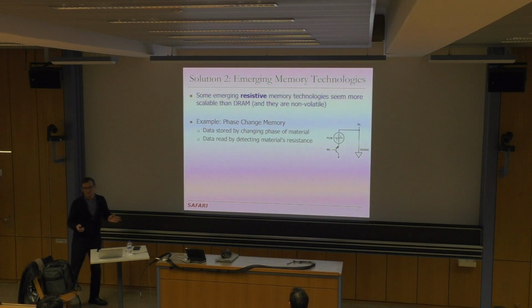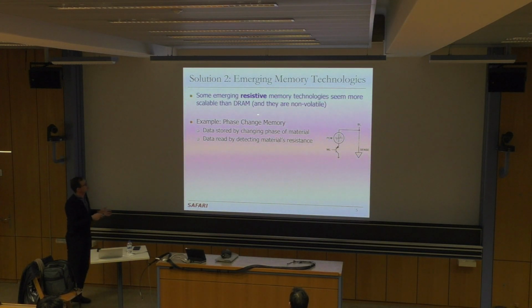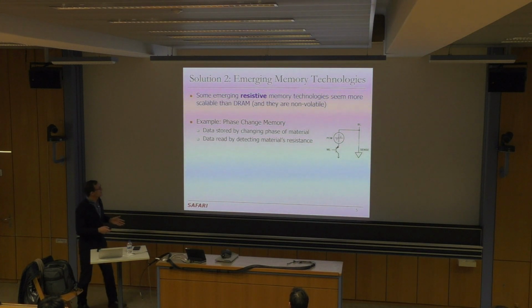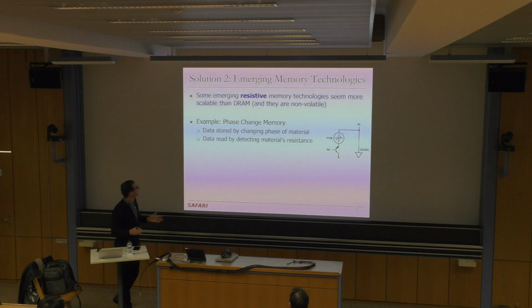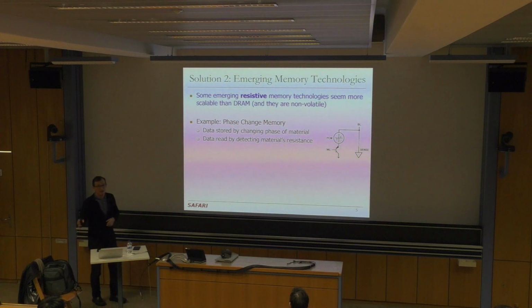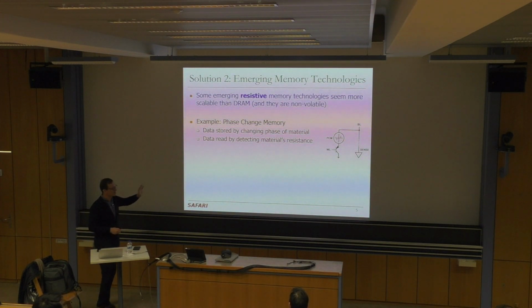You don't need to refresh it. So one example of this is phase change memory. In phase change memory, you have multiple phases, and data is stored by changing the phase of the material. And you read data by detecting the material's resistance in a given phase. I'll give you a more concrete picture of this.